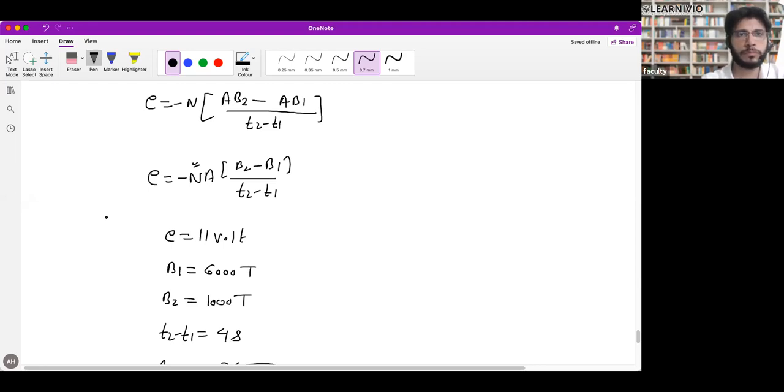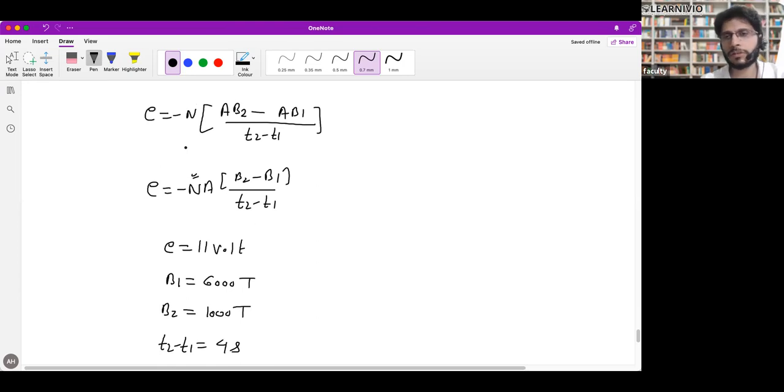Sir, can we neglect the minus sign? Yes, you can neglect the negative sign because the number of turns can't be negative.